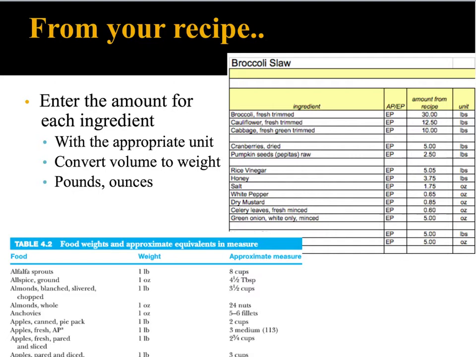Next on your template, enter the amount of each ingredient that the recipe calls for in pounds and ounces. If given by volume, use the table in Food for 50 titled Food Weights and Approximate Equivalents in Measures, Table 4.2. This was helpful for the small amounts of salt, white pepper, and dry mustard that were in our recipe in teaspoons.